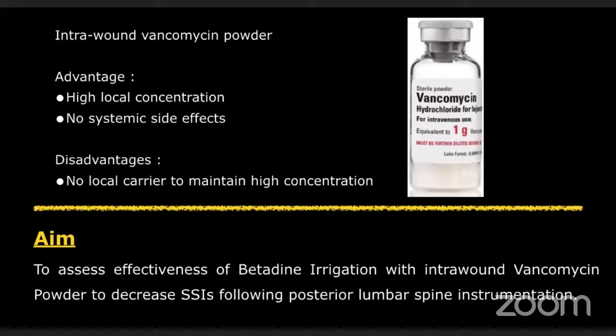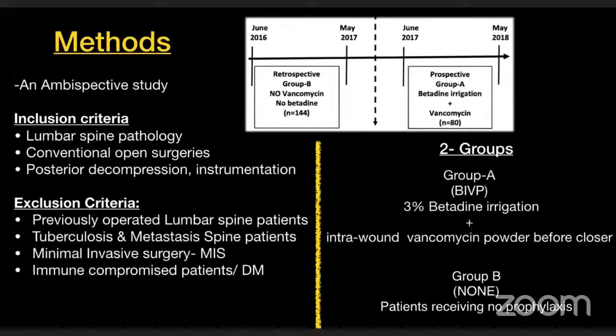Local intra-wound vancomycin has high local concentration and no systemic side effect, and the disadvantage is there is no local carrier to maintain that high concentration. Our study aim was to assess the effectiveness of betadine irrigation with intra-wound vancomycin powder to decrease surgical site infection. It was an ambispective study. 80 patients were included prospectively who received betadine irrigation and local vancomycin. 144 patients were included retrospectively in Group B who did not receive betadine irrigation and vancomycin.